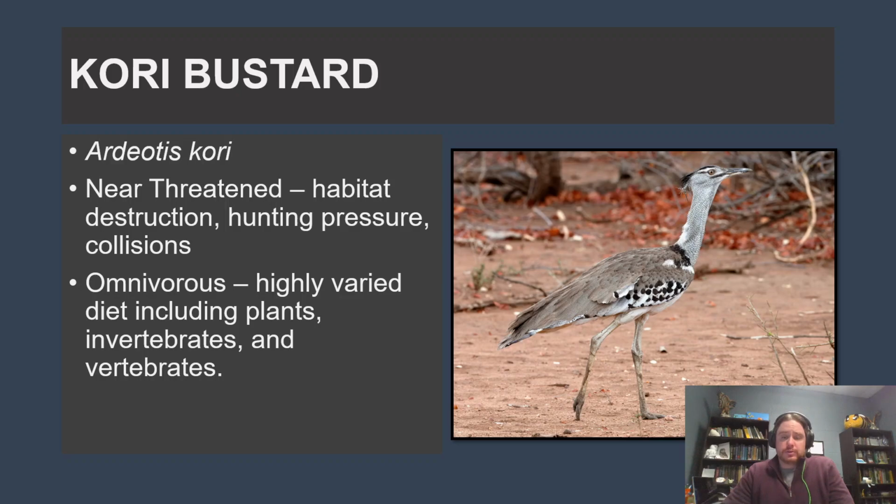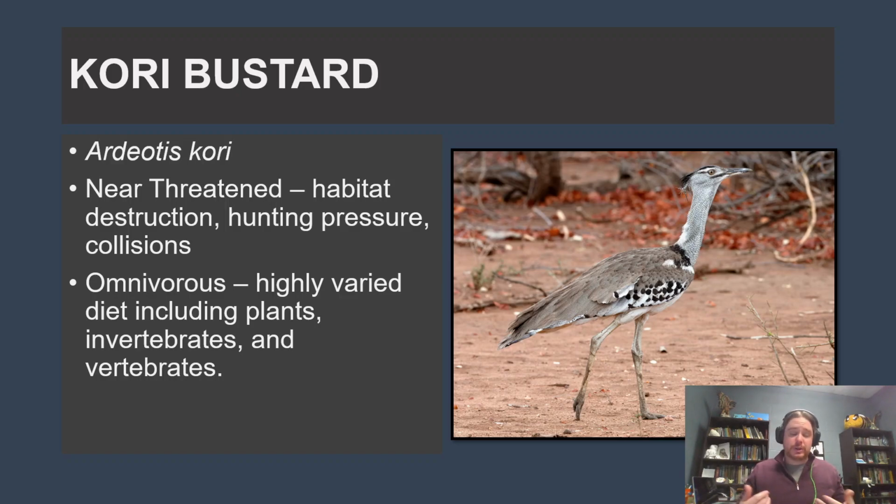The first is Ardeotis kori, the kori bustard, which is a near threatened species. Threats to it are habitat destruction, hunting pressure, and collisions. The collisions thing is kind of interesting. Bustards have fairly poor binocular vision. Maybe poor is not the right word for it. They have blind spots in their vision, and so they tend to collide. They don't see things that are coming.